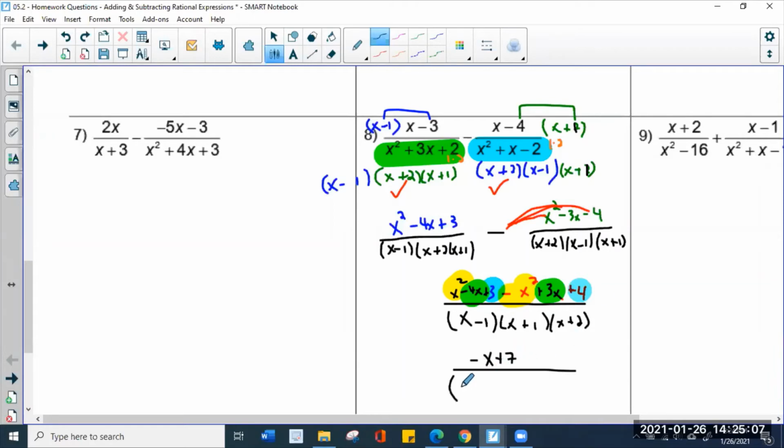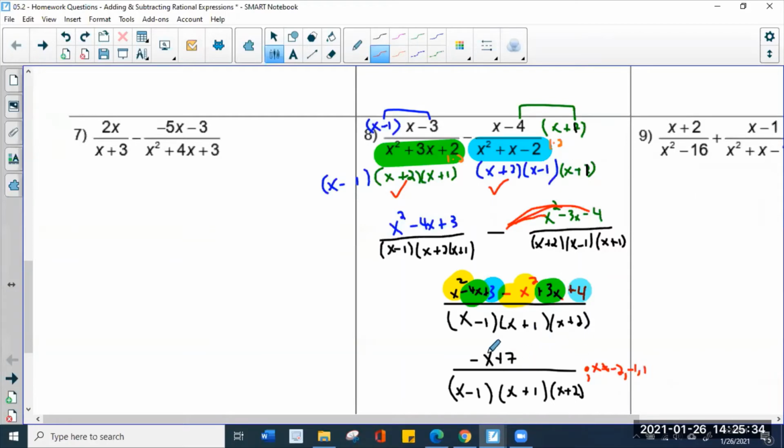And then on the bottom, nothing cancels because I don't have anything on the top and the bottom that is the same, right? There's no way that this is going to factor. But if this were a 2, you would want to factor it to see if it cancels. It clearly doesn't because it's a 7. And then I have to state domain restrictions just like I did in the previous assignment. So here I would say x cannot equal negative 2, positive 1, and negative 1.